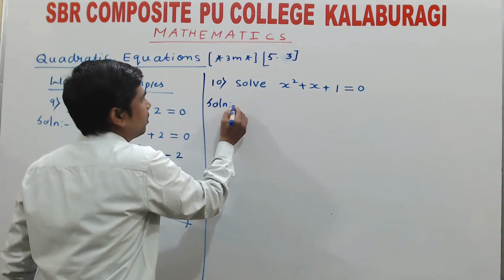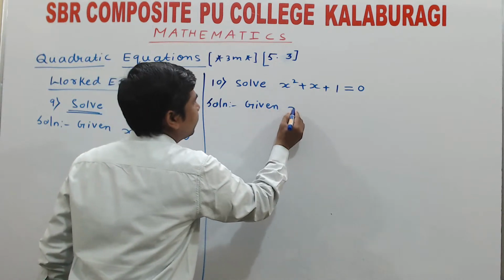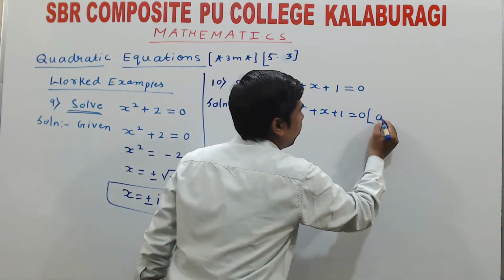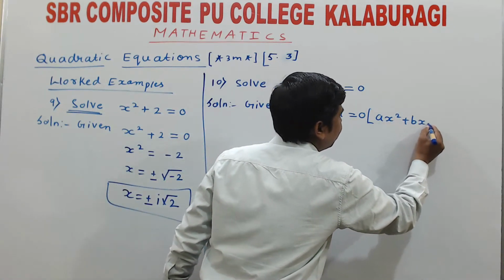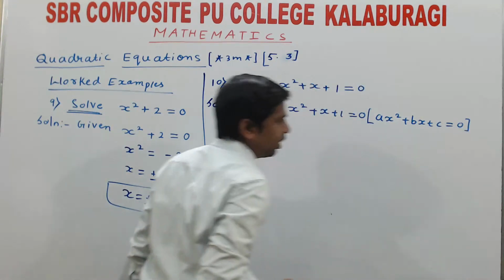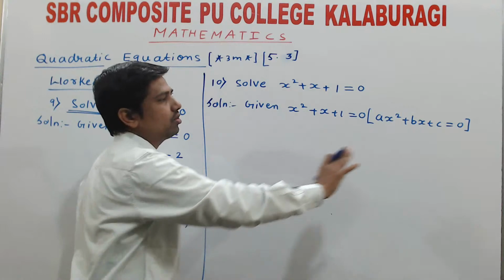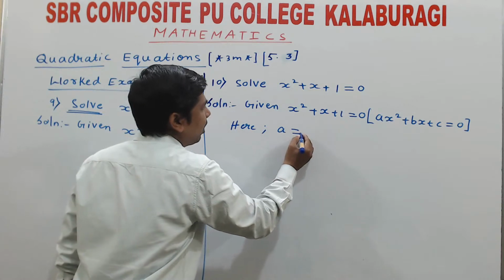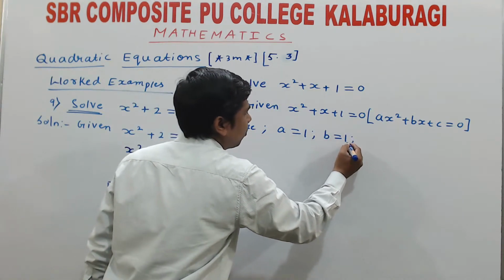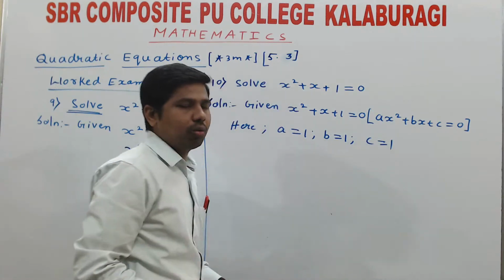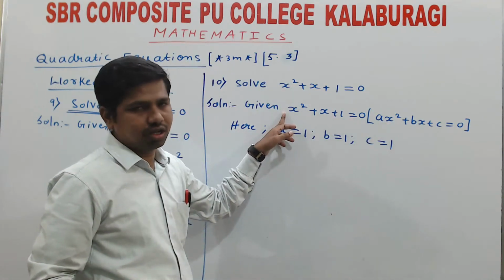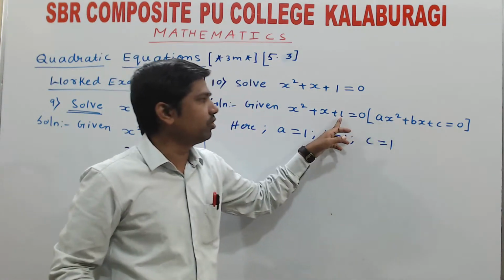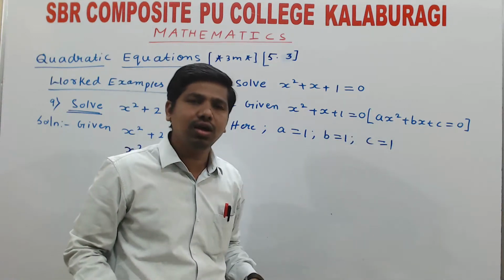Before that, write the given. So what is the given for us? x square plus x plus 1 equal to 0, which is in the form of ax square plus bx plus c equal to 0, right? The first step you have to write the given equation in the standard form. Next, you find what is a, b, c. Here, a is equal to 1, b is also equal to 1, c is also equal to 1. What is a? Coefficient of x square is nothing, it is 1. What is b? Coefficient of x, nothing, again it is 1. What is c? It is a constant of plus 1. So a, b, c, all the values are 1.